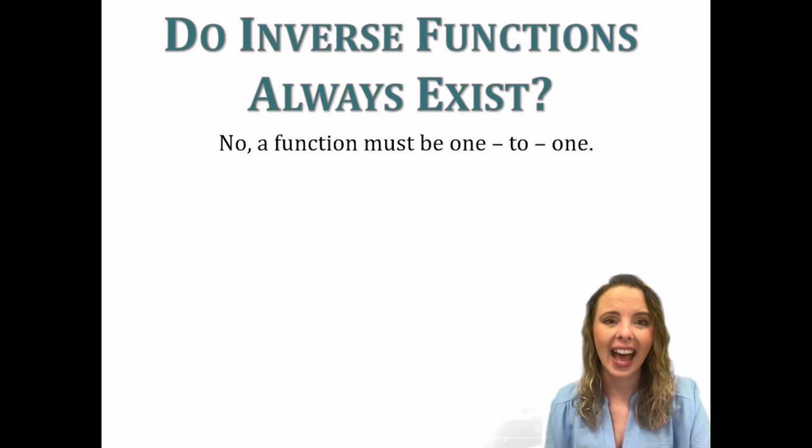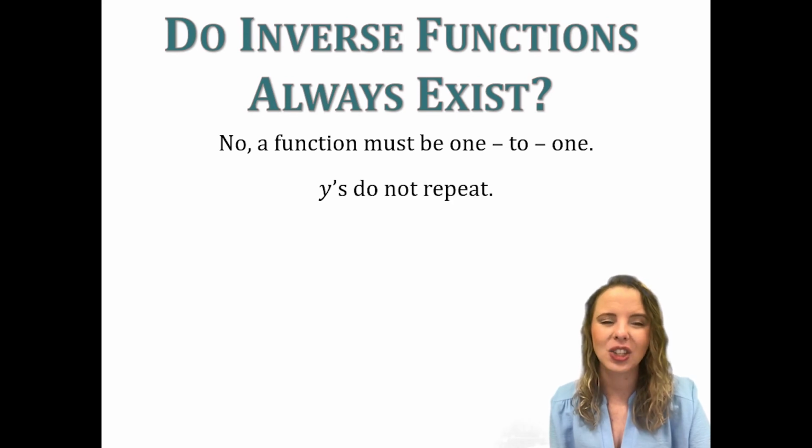For a function to have an inverse, it must be a one-to-one function. But do we remember what one-to-one means? If you forgot, that's okay because I'm about to remind you. First, that means that y's do not repeat. Remember, for a relation to be a function, x's do not repeat. So now, for it to be one-to-one, we have to add an additional stipulation, meaning y's do not repeat either.